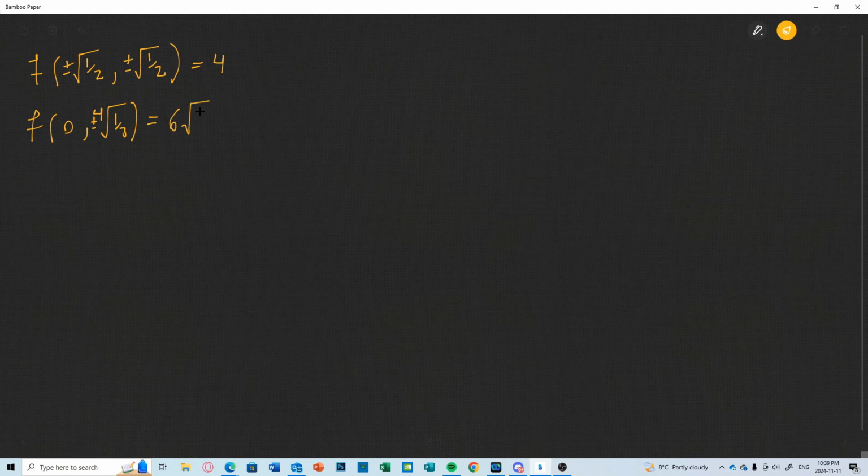So to finish up this question, we will test our points. So we'll have f of plus or minus root 1/2 and plus or minus root 1/2, because it doesn't matter with it being squared, which will give us 4. Our f of 0 and the 4th root of 1/3 will give us 6 times the root of 1/3. And finally, we'll have f of plus or minus 1 and 0, which gives us 2, which says that 4 will be our maximum and 2 will be our minimum.